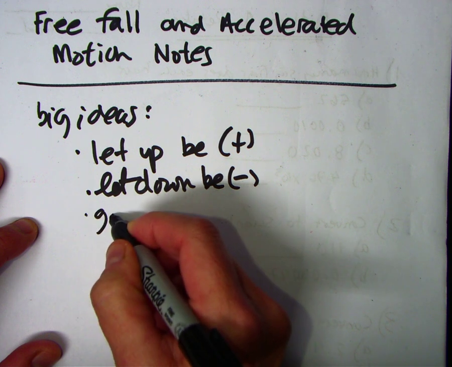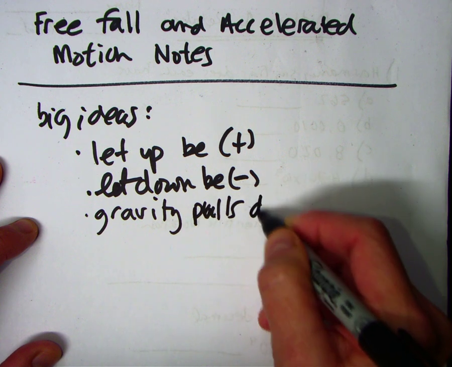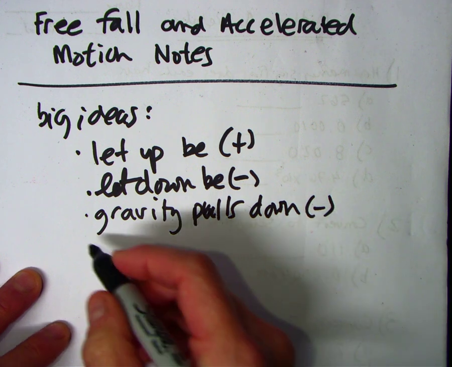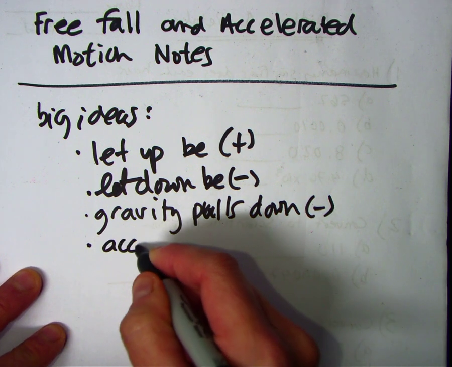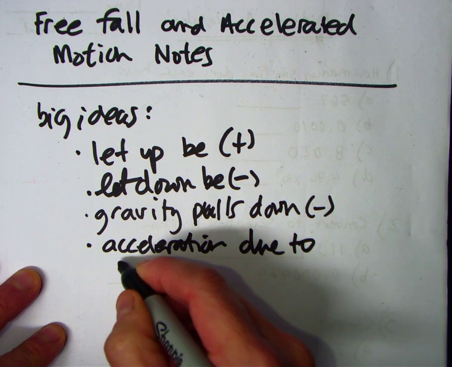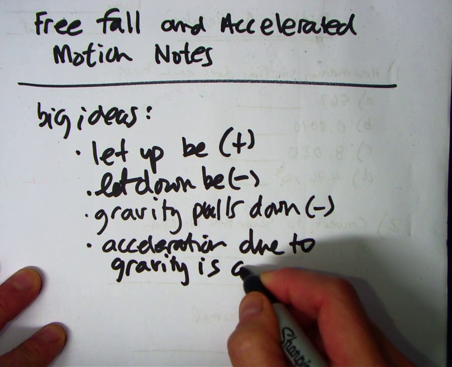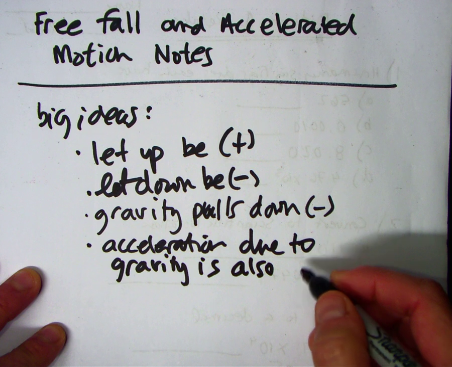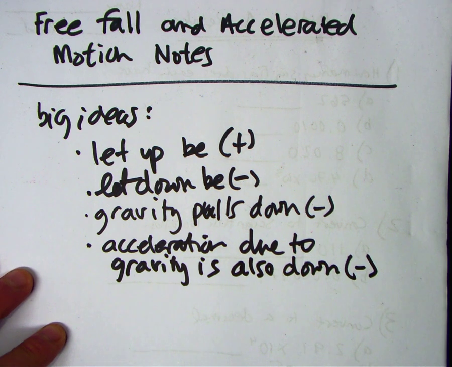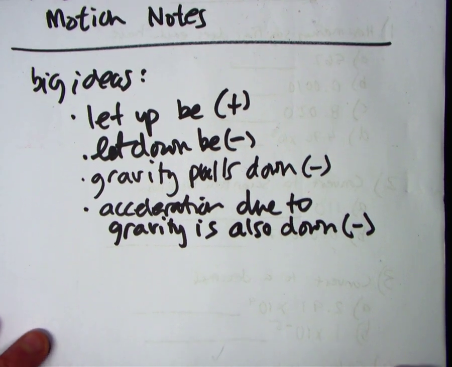So next big idea, as you know, gravity pulls down. So that'll be in the negative direction. So acceleration due to gravity is also down, since that acceleration is caused by gravity. So on our coordinate system, the acceleration due to gravity is going to be pointing in the negative direction, in the downward direction.